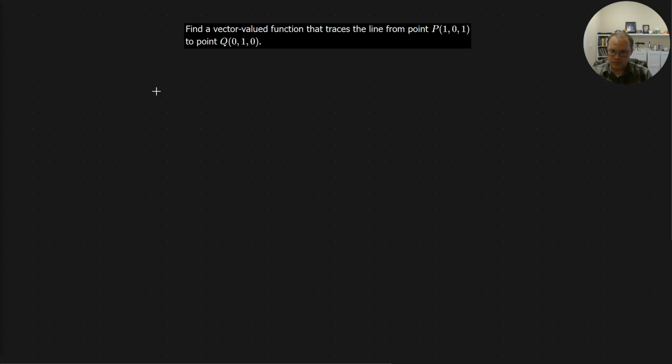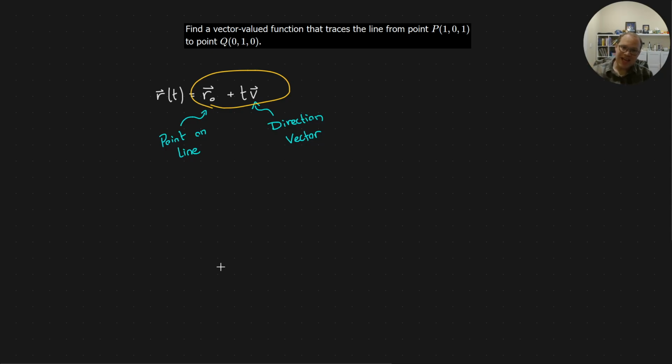Remember that we can write the parametric equation of a line as some initial point on the line, plus my parameter t times a direction vector, a vector parallel to the line. This is a vector-valued function. I take in a single value t, and the output, once I combine all this, is a vector.